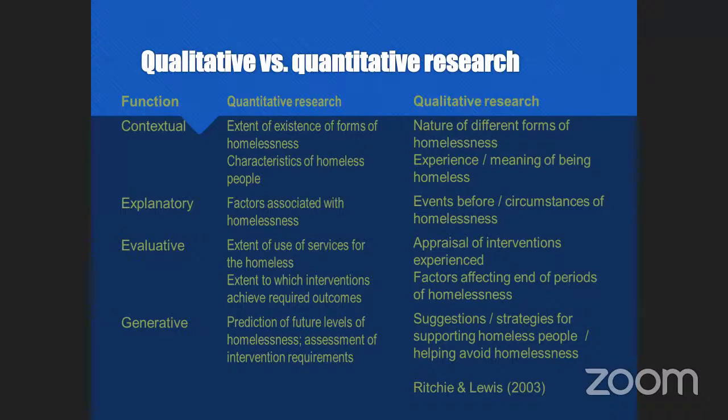And in terms of the explanatory function, the first can explain the factors that are associated with the issue, while the second explores the events and circumstances before the issue developed. And for the evaluation, the first looks at the extent of use of the service for the issue itself, while the second looks at the appraised intervention experience.